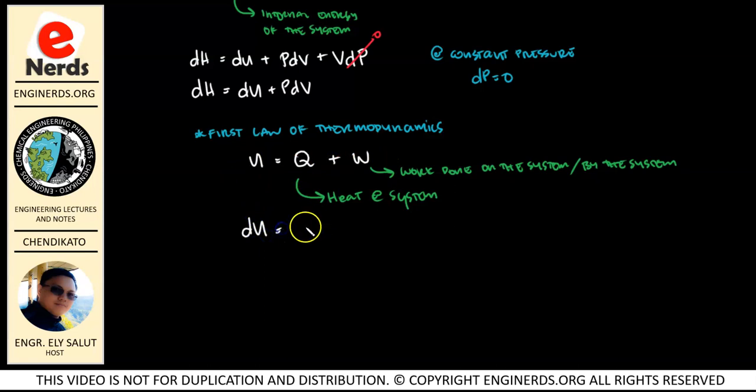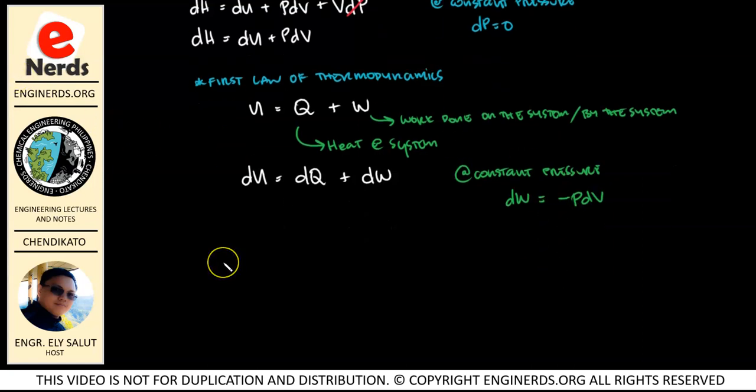Depends sa condition natin. Now, katulad ng ginawa natin kanina, no, we can take the total differential of our equation. So we will have dU is equal to dQ plus dW. Okay, so remember that we are considering constant pressure here, no? And we also learned sa ating thermodynamics course that at constant pressure, our dW is equal to negative PdV, right? So we can substitute that dito sa ating equation. So we will have dU is equal to dQ minus PdV.